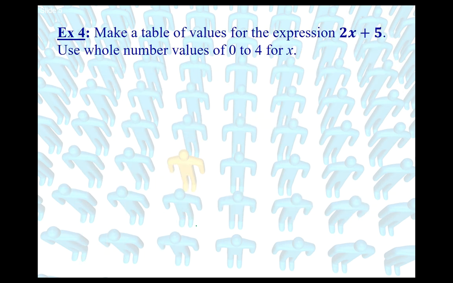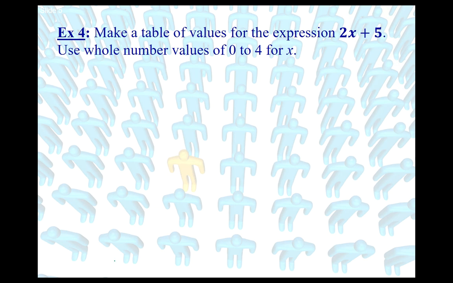Okay, now I'm going to do one more example. I realize that the notes booklet doesn't have this example in it, but we can just add it in here. It's going to allow us to solve another problem from the homework I'm about to assign. This one says, make a table of values for the expression 2x plus 5 and use whole number values of 0 to 4 for x.